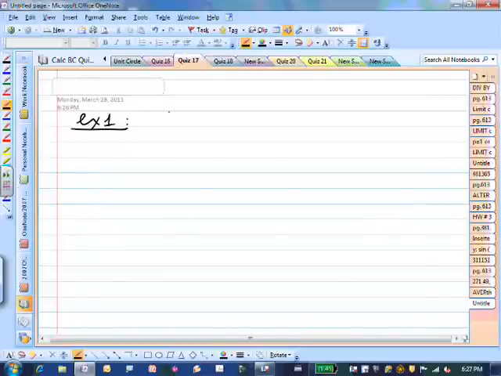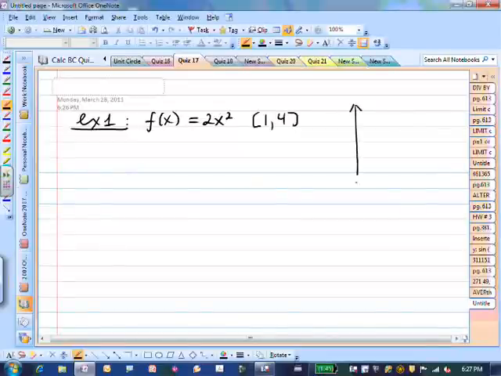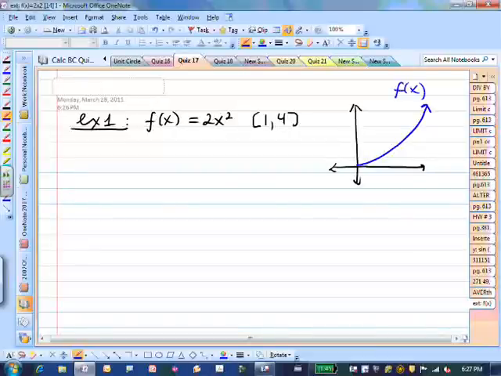Our first example, I'm just going to pick a function. f of x is equal to 2x squared, and then I'm going to pick an interval, let's just say from 1 to 4. Keep in mind the picture of what we're attempting to do here. What I have is 2x squared, which is just going to be this random parabola. I'm just going to look at the interval from 1 to 4, and I want to know what the average value is in that interval.